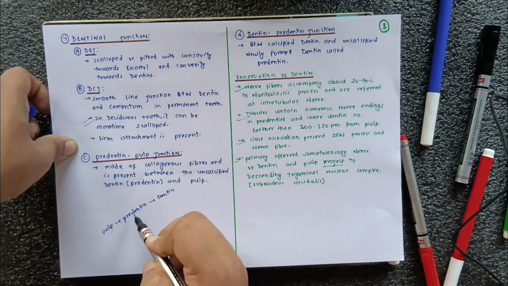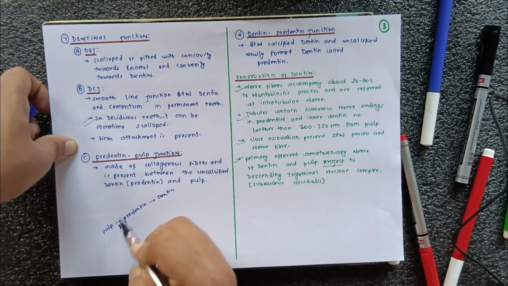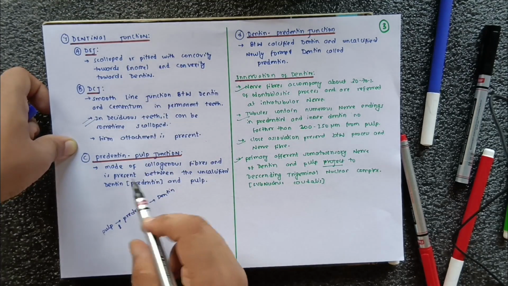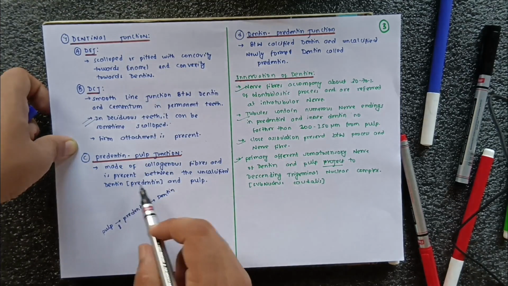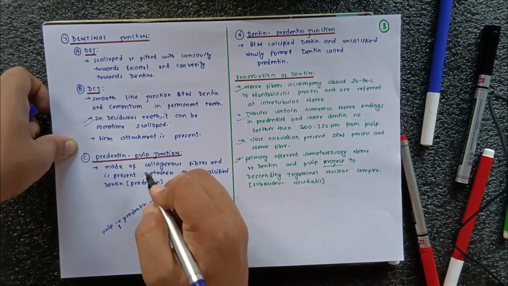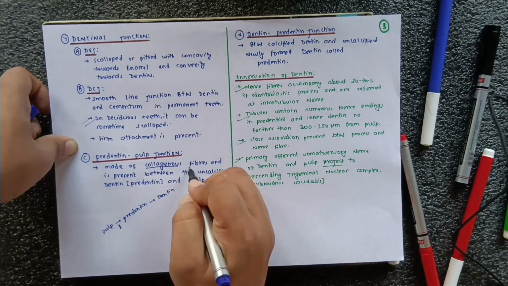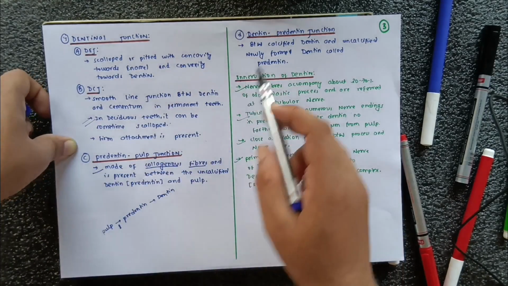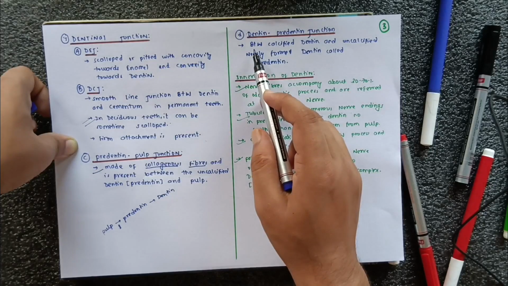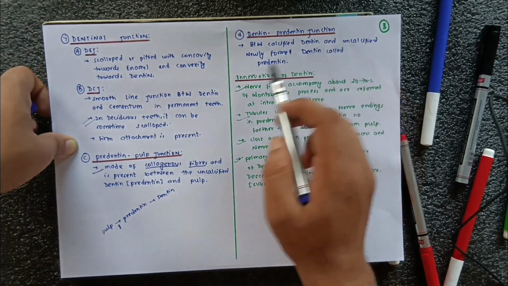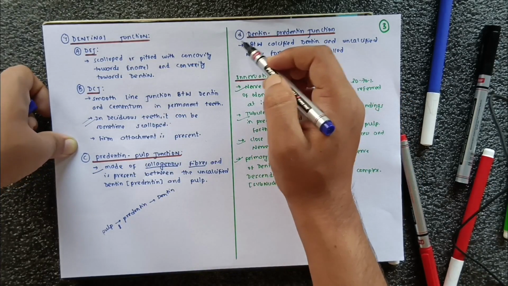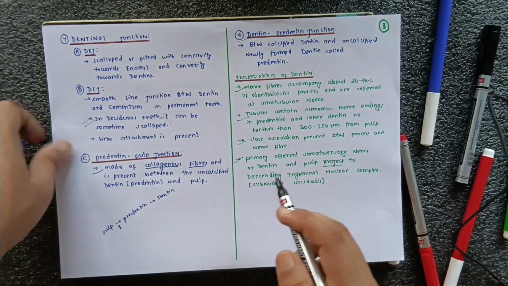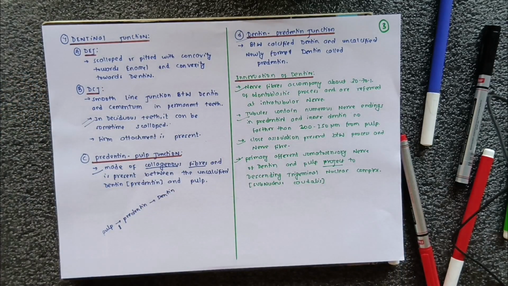And the junction between this predentin and the pulp is called the predentin and pulp junction, and it is made up of collagenous fiber and is present between the uncalcified predentin and the pulp. So you should remember that collagenous fibers are present there. And after that, the dentin and predentin junction is between the calcified dentin and the uncalcified newly formed dentin. And the innervation of dentin I have discussed earlier, in the first subtopic of today's video, that is the content of the dentinal tubule.